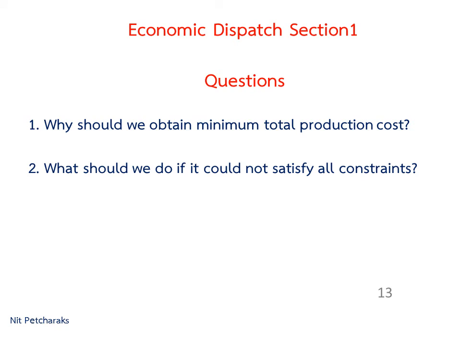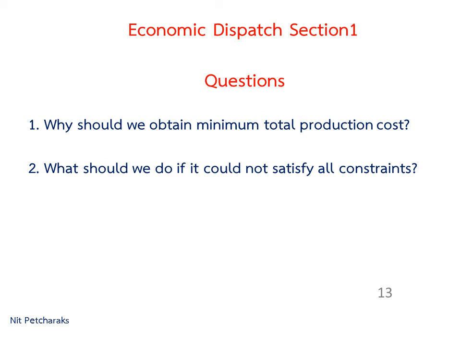The next question: what should we do if it could not satisfy all constraints? 1, 2, 3. There are many possible solutions: rescheduling power plants, starting more power plants, or shutting down some power plants, or load curtailment, etc.